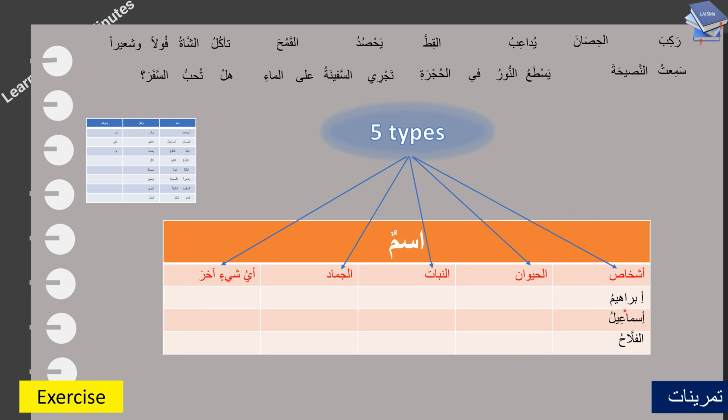Okay, so we have Ibrahim, Ismail, Al-Fallahu. I understand Ibrahim and Ismail. Why do we have Al-Fallahu under the category أشخاص? That's because we use the word Al-Fallahu, which means farmer, to refer to a person, not an animal. We can't call an animal a farmer. It has to be under the أشخاص. Next.